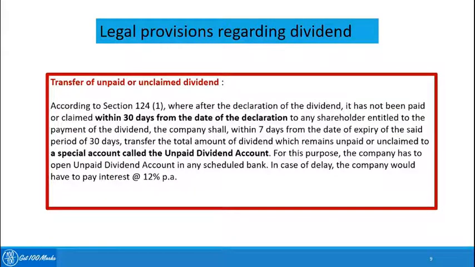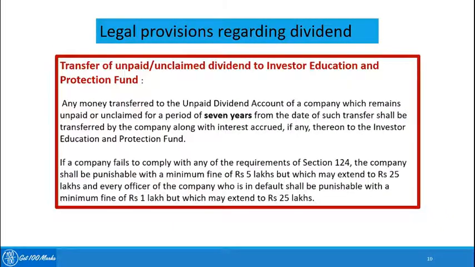Transfer of unclaimed dividend. According to section 124(1), where after the declaration of the dividend, it has not been paid or claimed within 30 days from the date of declaration to any shareholder, the company shall, within 7 days from the date of expiry of the said period of 30 days, transfer the amount of dividend which remains unpaid or unclaimed to a special account called the unpaid dividend account. For this purpose, the company has to open an unpaid dividend account in any scheduled bank. In case of delay, the company would have to pay interest at 12% per annum.